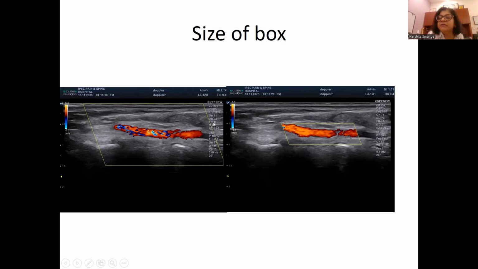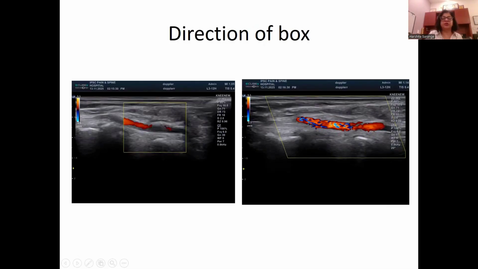Frame rate. Here the frame rate is 11, and here the frame rate is 17. Okay, so this has got a higher frame rate. That is, you can detect fast moving structures more accurately.